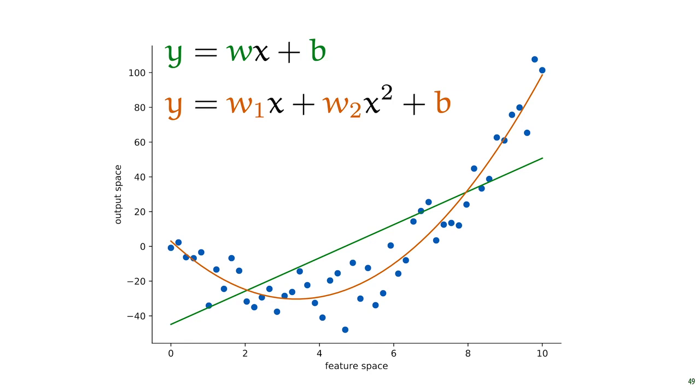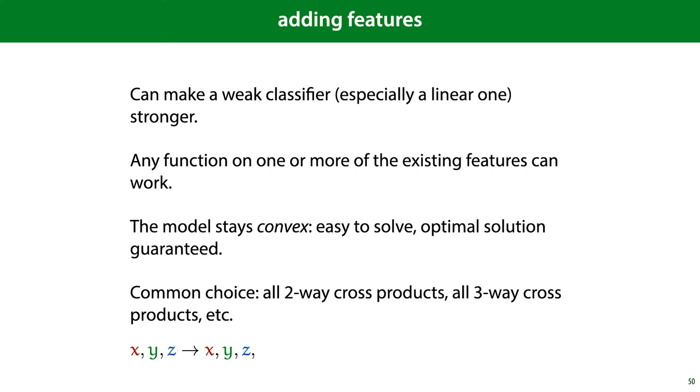As we saw earlier, we can actually work out the optimal solution analytically. We don't even have to search for it. So by adding derived features, we can have our cake and eat it too. A simple model that we can fit quickly and accurately, and a powerful model that can fit many non-linear aspects of the data. So, to summarize, adding features can make a weak classifier, especially a linear one, much stronger. Any function on one or more of the existing features can work. And the model stays convex, easy to solve with an optimal solution guaranteed.